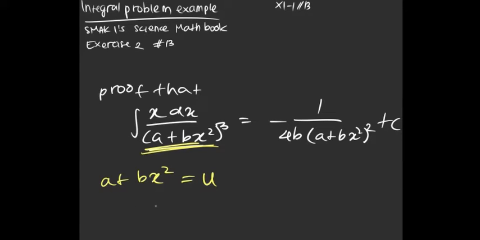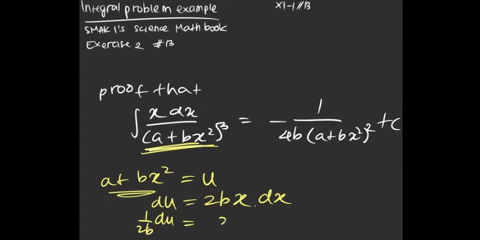It is the same as deriving this equation, a plus bx squared. We derive u, which equals the derivative of a constant, which is 0, so we are left with bx squared. The derivative of bx squared will be 2b times x dx. Now we can have du equals 2b times x dx, so 1 over 2b du equals x dx.